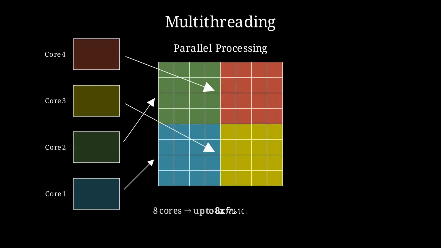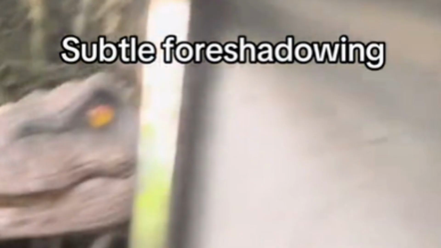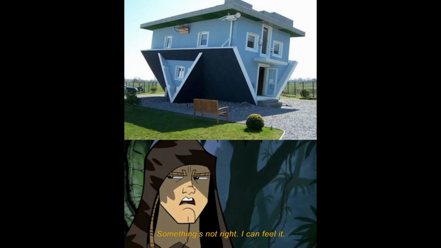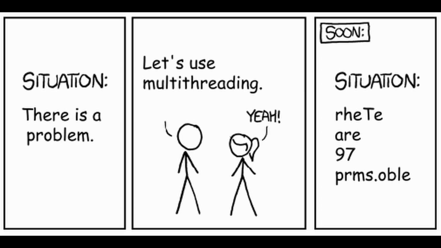In practice though, well, the challenge is that our water simulation often requires each calculation to know about the results of nearby calculations. It's like trying to build a house where each room needs to know what the adjacent rooms look like before it can finish being built. This creates dependencies that can force threads to wait for each other.